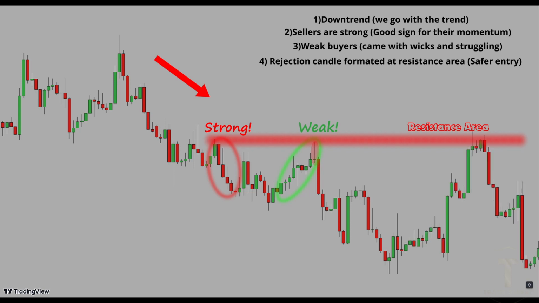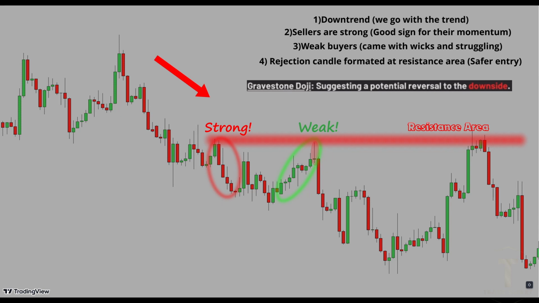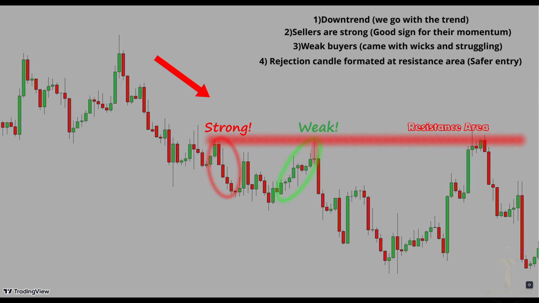As you can see, the rejection candlestick worked perfectly, and the price went for lower lows. This is a so-called gravestone doji, indicating bearish momentum. But after this analysis, do we really need to remember the names and their definitions? Or is it more important to read the story behind each candlestick?